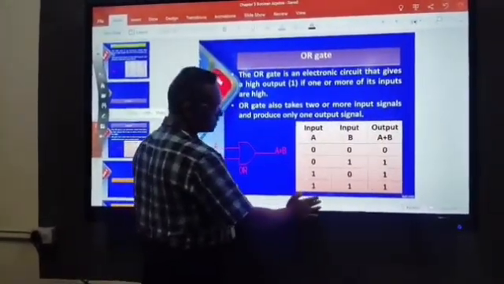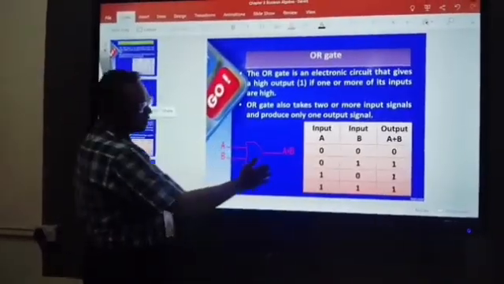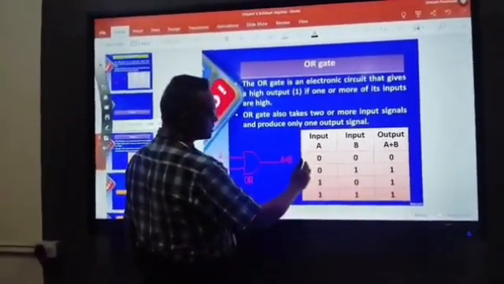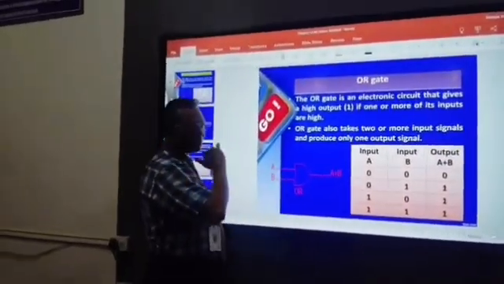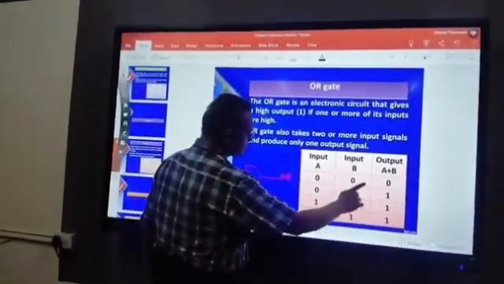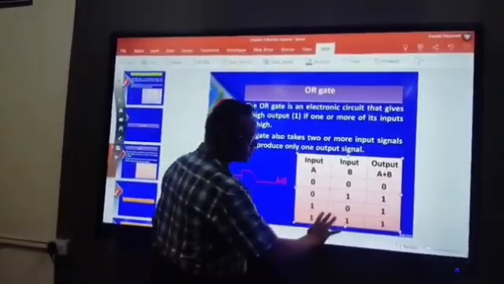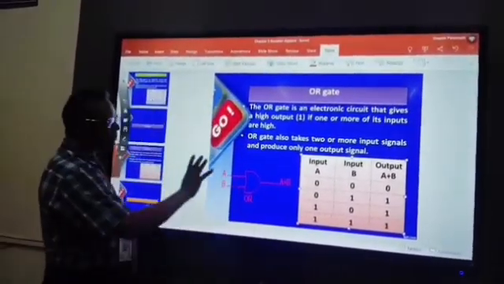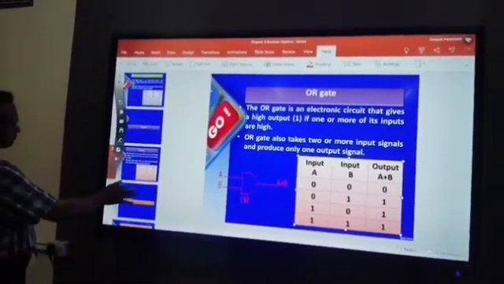For all other cases, as we discussed already, since there are two inputs here, you will have four possible combinations like this: 0, 0, 0, 1, 1, 0, 1, 1. This is constant for all cases of digital systems. If it is 0, 0 only, you will have a 0. For all other combinations, you will have a 1. You should note that point as per Boolean algebra for the OR gate.